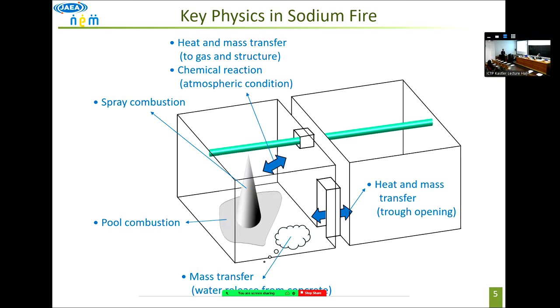But from the viewpoint of numerical simulation, we also have to think about the heat and mass transfer and chemical reaction with the combustion aerosol. For instance, a typical reaction of sodium and oxygen will produce sodium oxide or sodium peroxide. And if we have humidity, we have another chemical reaction of sodium oxide and water producing sodium hydroxide and hydrogen gas.